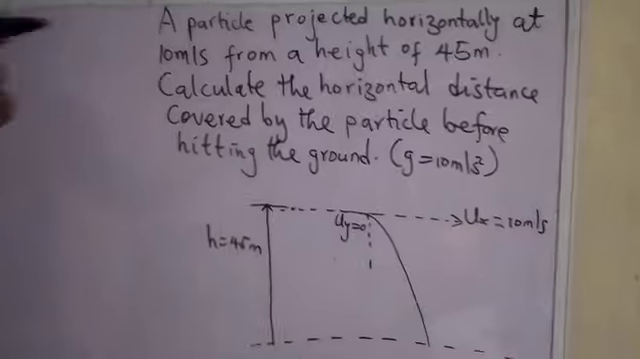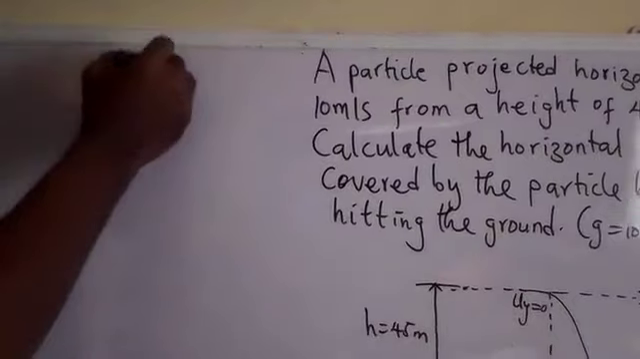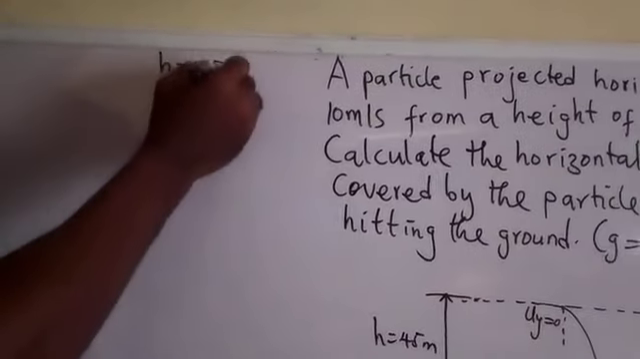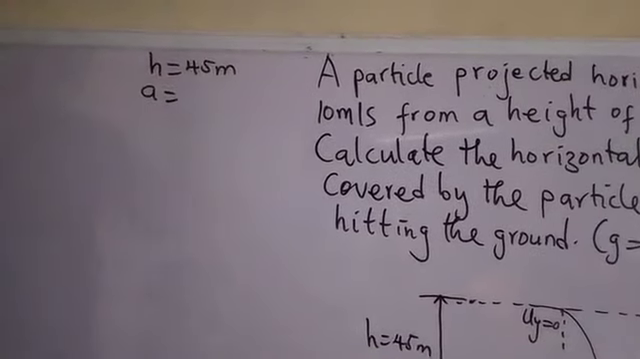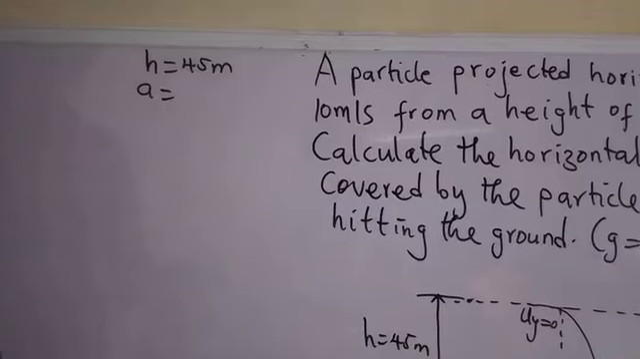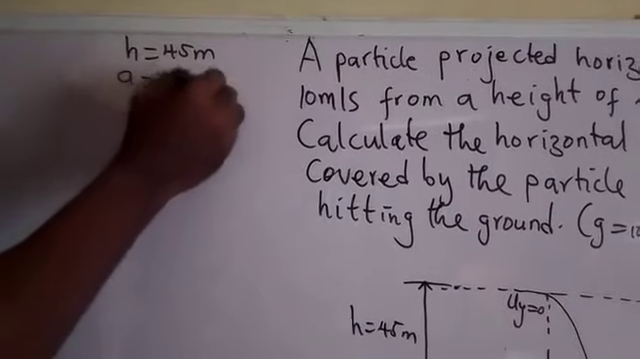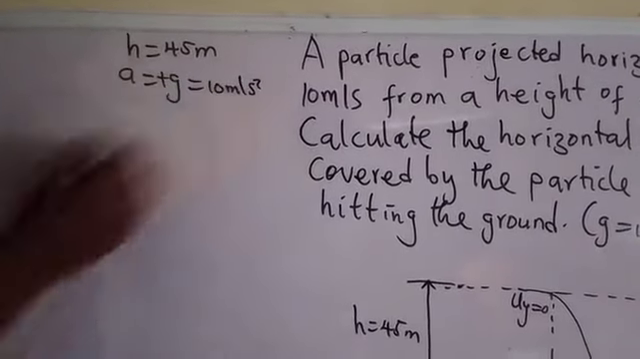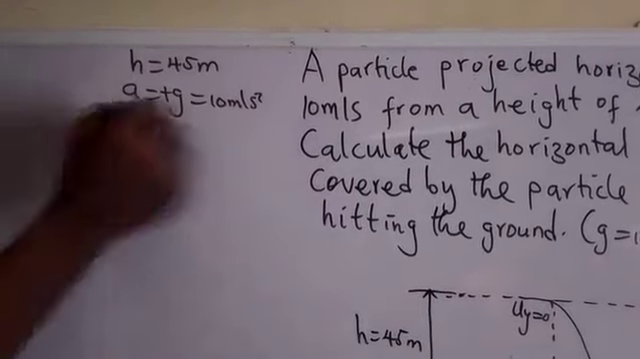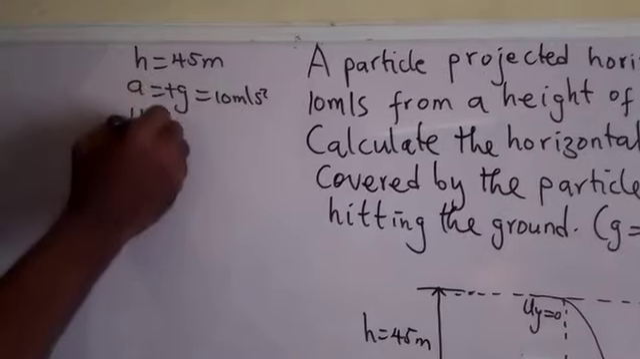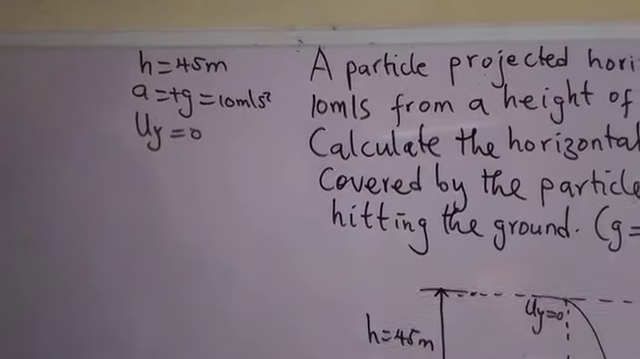Now let's try and solve this problem. The height is 45 meters. Trying to bring out all we have. Acceleration in this case is acceleration due to gravity, because it's going down in the same direction as gravity. We're going to use it as plus g, which is 10 meters per second squared. What else was given? Okay, we realize for the vertical motion involved, the initial vertical velocity is going to be 0.